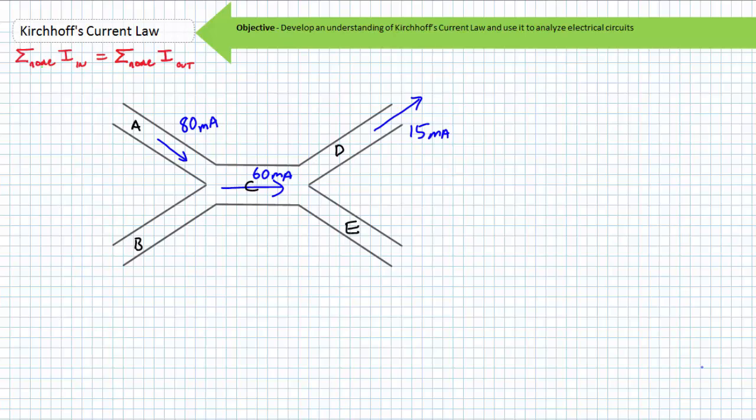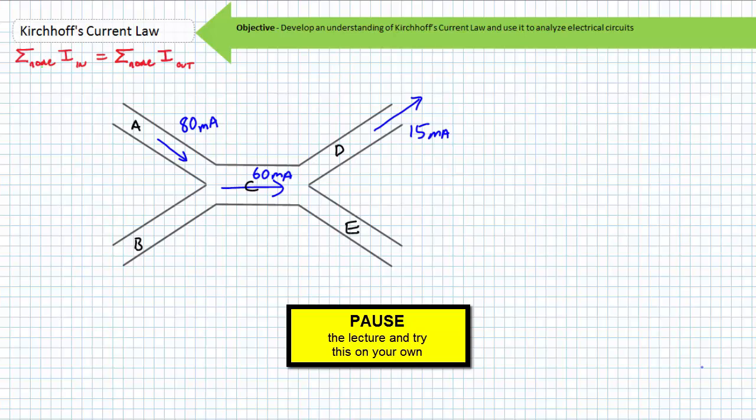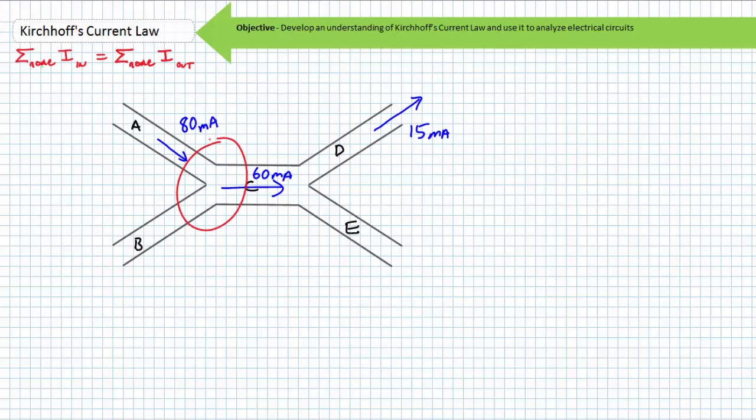Let's say pipe A is now supplying 80 milliamperes of current in the indicated direction. 60 milliamperes of current is traveling down pipe C in the indicated direction, and 15 milliamperes of current is coming out of pipe D. What is the current magnitude and direction inside the other pipes? By all means, pause the lecture and take a shot at this. At this junction, 80 milliamperes of current enters via pipe A, and 60 milliamperes leaves via pipe C. Current of unknown magnitude and direction is inside pipe B.